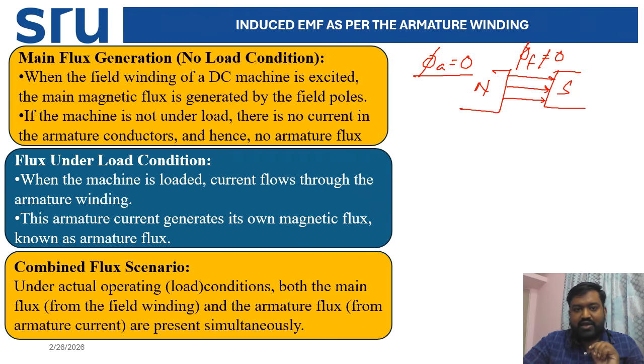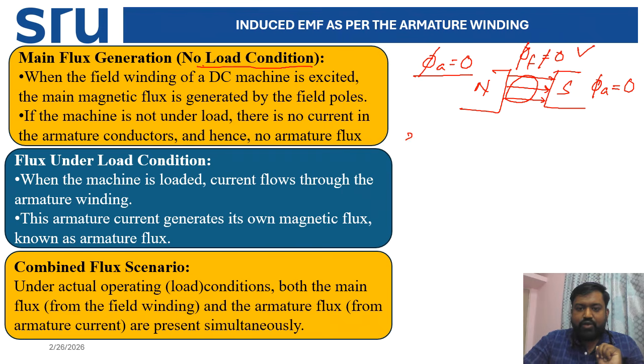But here it is clearly mentioned that it is a no load condition. If an armature is kept across this north pole and south pole and the load is not connected, then the closed circuit will not be completed by these connections. That's why the armature flux is equal to zero. There is only the field flux, and that is known as the main flux generation.